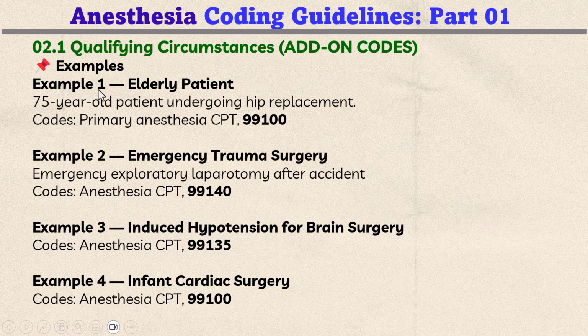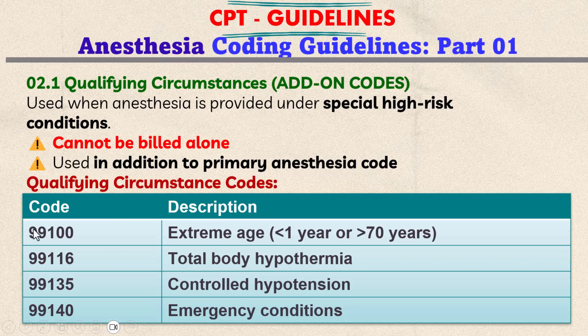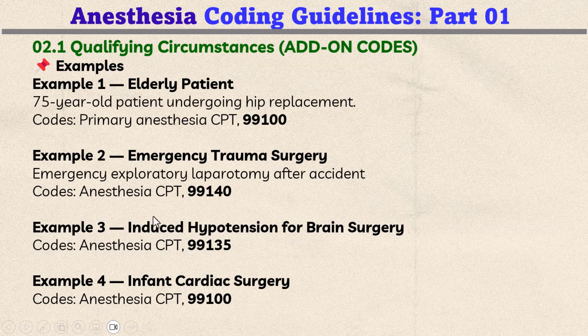So let's see some examples. An elderly patient, a 75-year-old patient undergoing hip replacement. Here you code the primary CPT code for the anesthesia, then 99100. And emergency trauma surgery, an emergency exploratory laparotomy after an accident. So here, anesthesia CPT code plus 99140. 99140 means emergency condition. Example 3, induced hypotension for brain surgery. Here, the anesthesia code with 99135, that is for controlled hypotension. Example 4, infant cardiac surgery. Here, the anesthesia code and 99100. 99100 is for less than 1 year. So infant means less than 1 year.